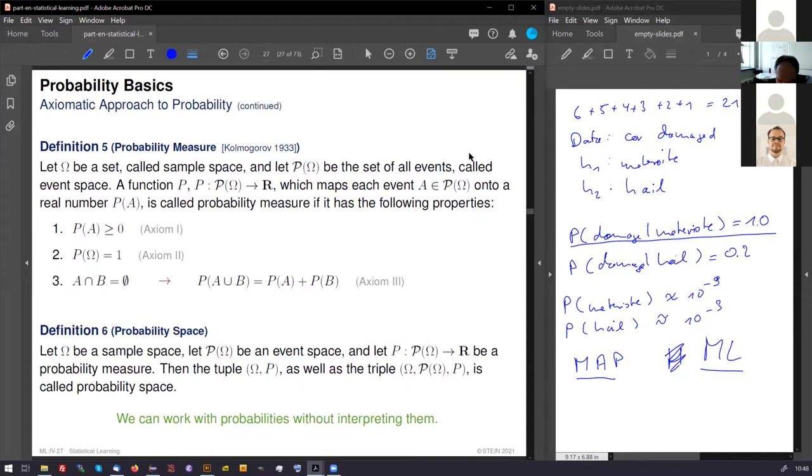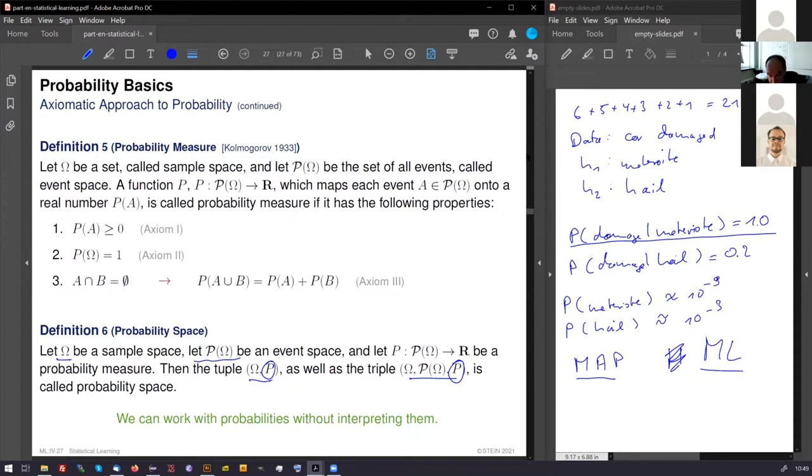Definition 6, which I jumped over quickly, does not bring something new. It only tells us that if we have a sample space Omega and an event space, we call the triple, or the tuple, depending on the definition, a probability space with a probability measure. The literature is a bit divergent here. And all stories start with the sentence: we are given a probability space. And then you know what it is.